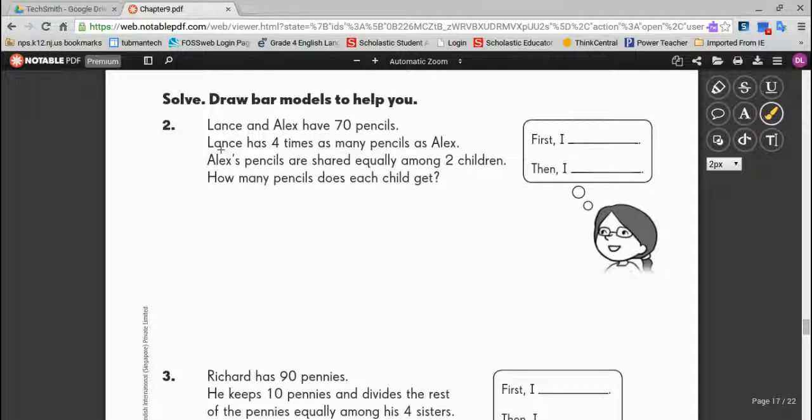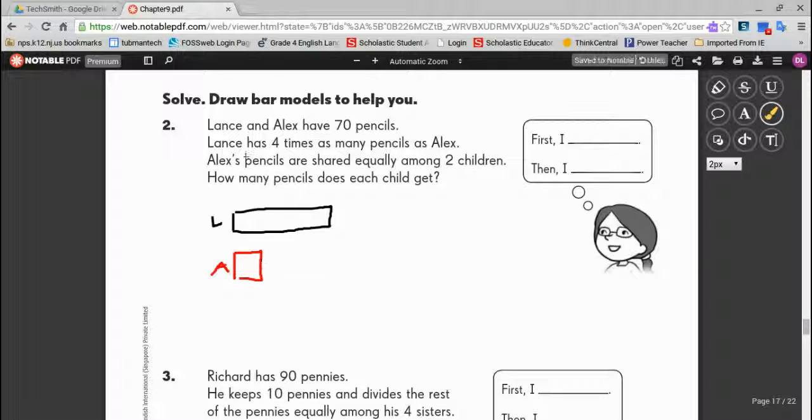Alright, number 2. Lance and Alex have 70 pencils. So we have a Lance. Here's our bar model for Lance. I'm going to put an L for Lance. I'm going to use a different color for Alex. And it says Lance has 4 times as many pencils as Alex, so that means Lance is going to be bigger than Alex. So here's Alex's bar model.